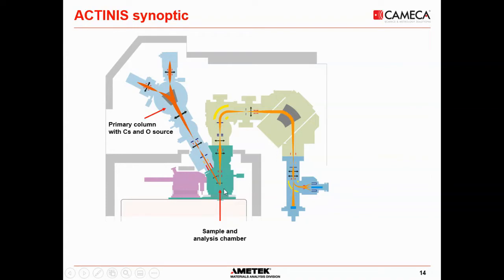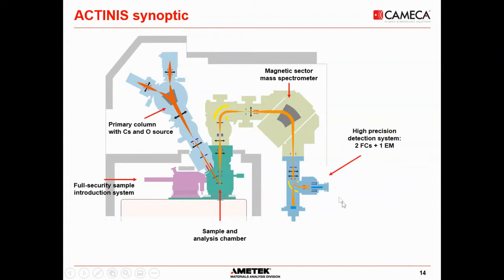This is the analysis chamber. This is the introduction system, which is specific to ACTINIS, which is a full security sample system. I will show it later, more in detail. Here we can see the mass spectrometer based on a magnetic sector. And here the detection system, which is a specific detection system inherited from the 7F GO with two high-performance Faraday cups, in addition to the electron multiplier. And we can see here the beginning of the glove box, which has a manipulator, and also the lead walled shielding here.